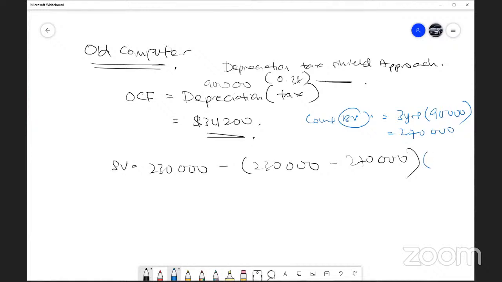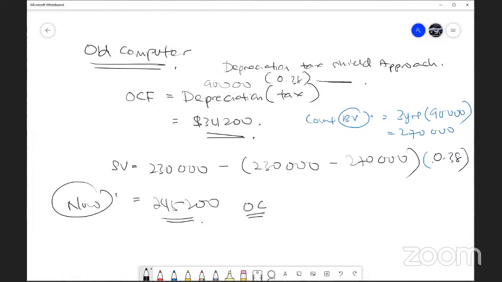Okay, times your tax here. So your salvage value currently will give you 245,200. Now, this is for now. Okay, this is your opportunity cost or your investment cost. Okay, so the actual salvage value, the salvage value at the end of the asset's life.